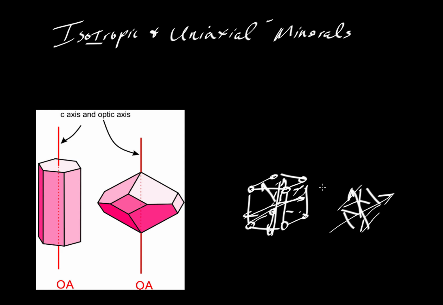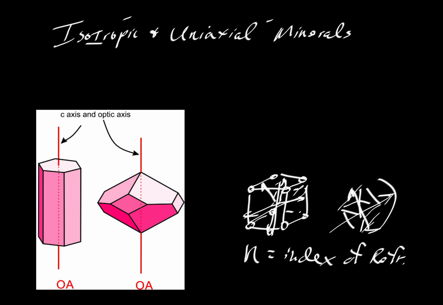It really doesn't matter. No matter how light is being transmitted through the crystal, it'll always travel with the same velocity. And so that means if it travels with the same velocity in all directions, no matter how you flip this crystal, turn it around, etc., you will always just have one value for n, the so-called index of refraction. So the index of refraction for these minerals is the only optical property that they have.